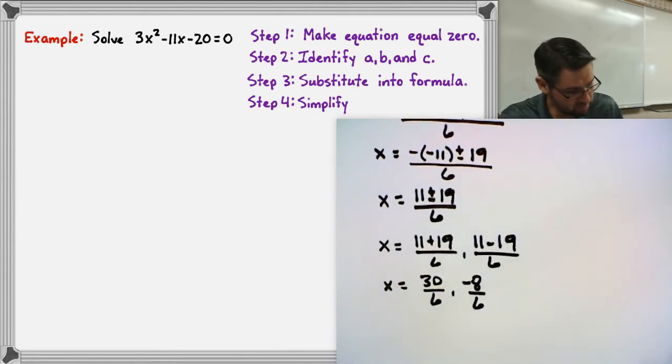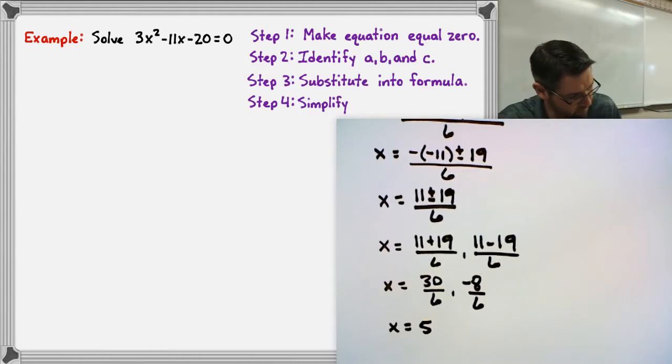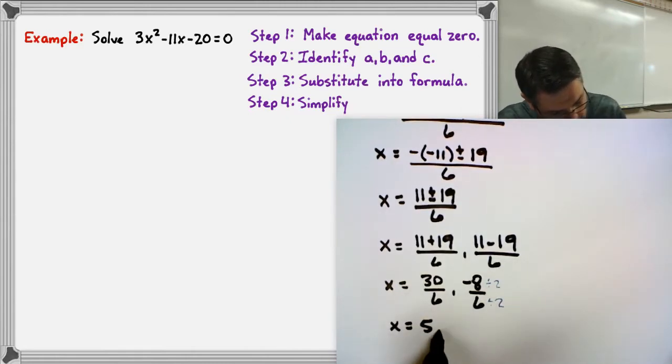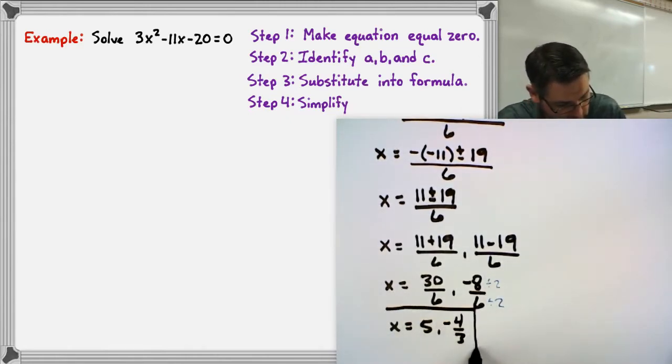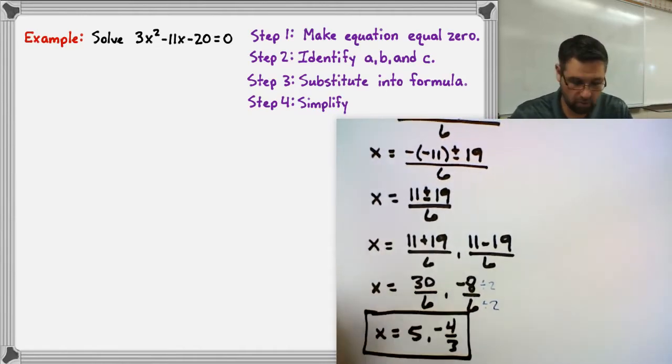And then we can reduce those. Obviously, 30 divided by 6 is just 5. And then the 8 and the 6, those both reduce by 2. So you end up with negative 4/3. So those are the solutions to my original equation, x equals 5 and negative 4/3. That's how you use the quadratic formula.